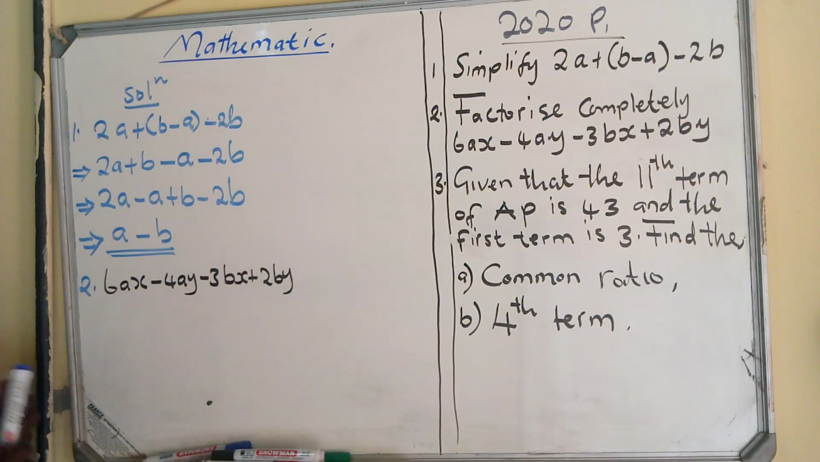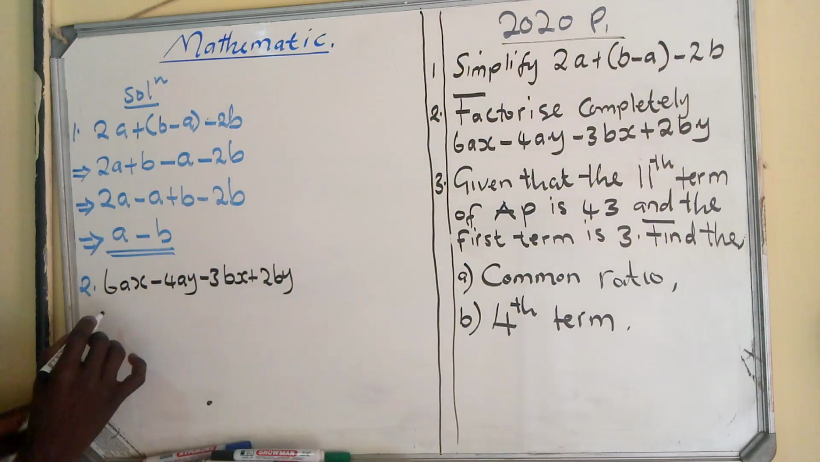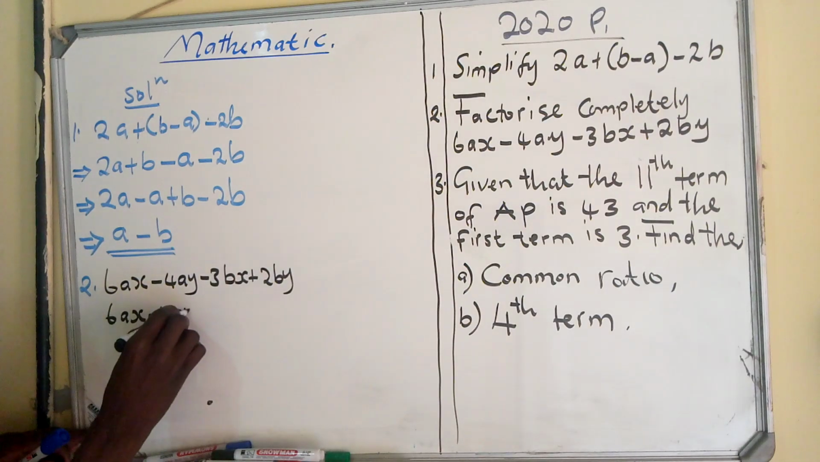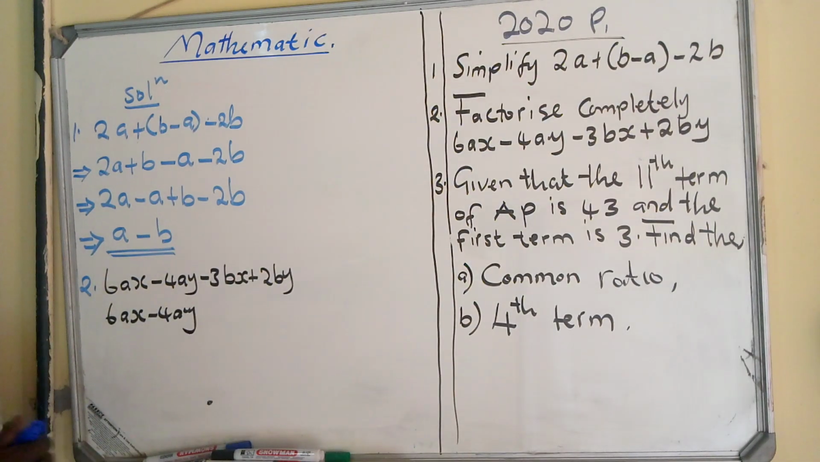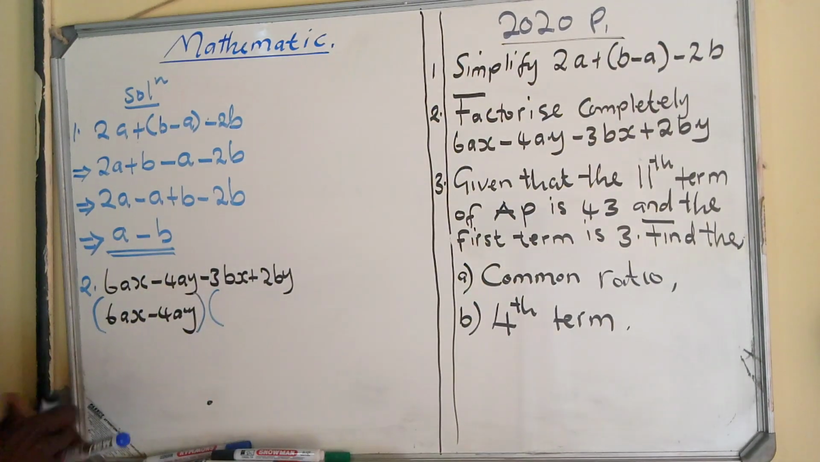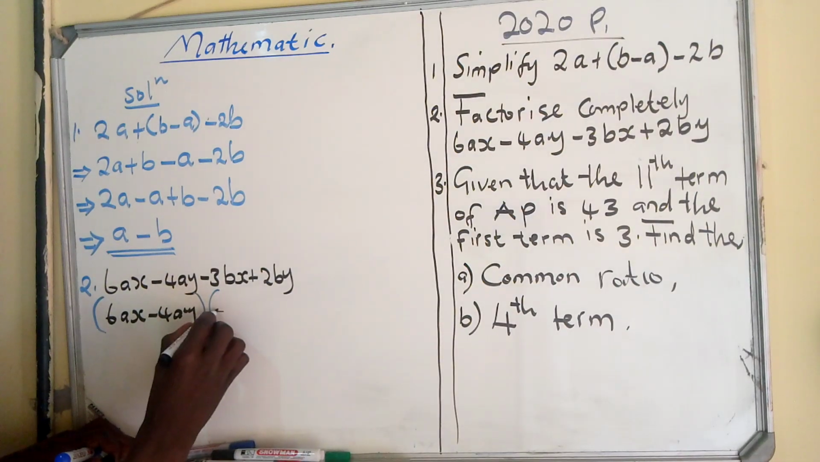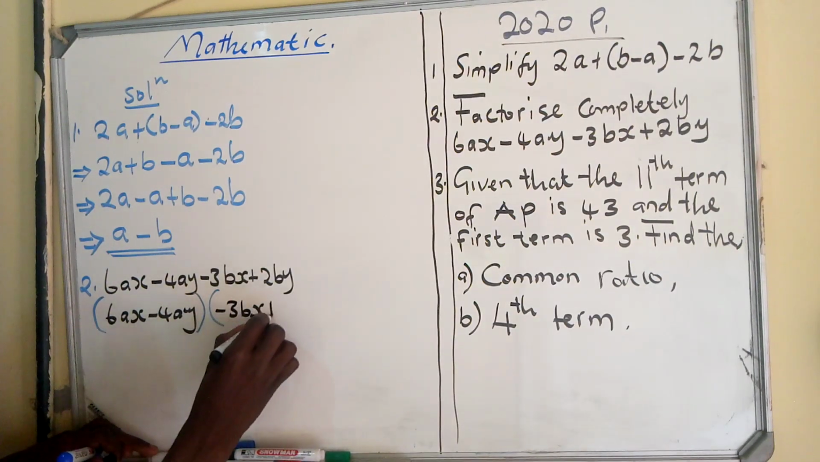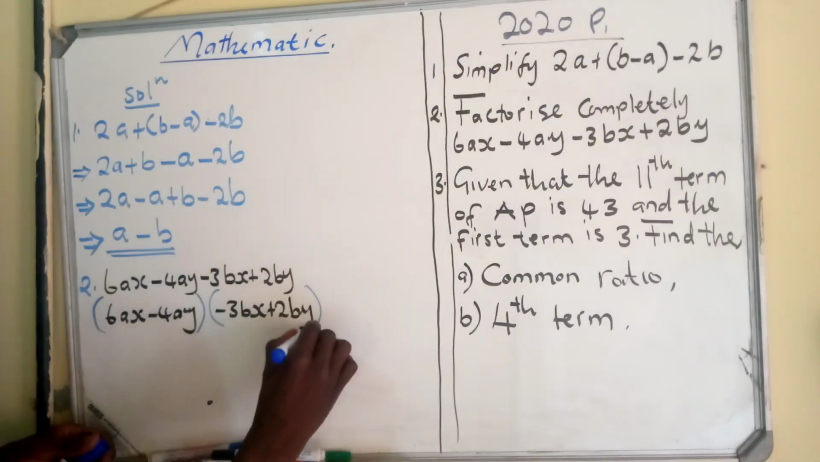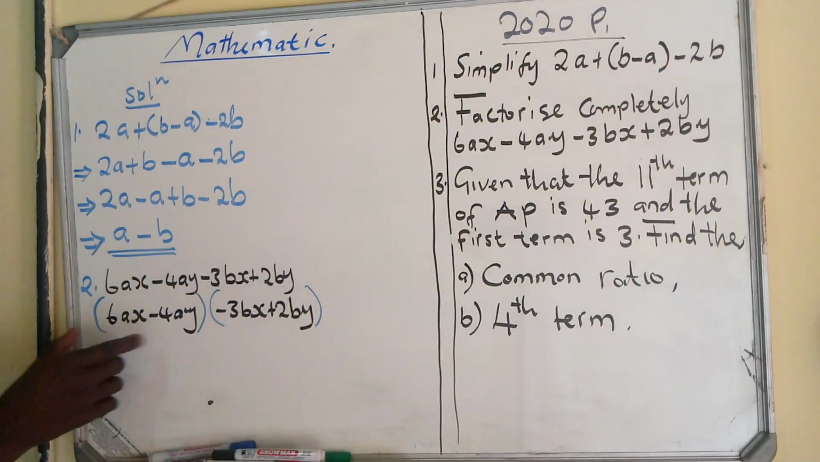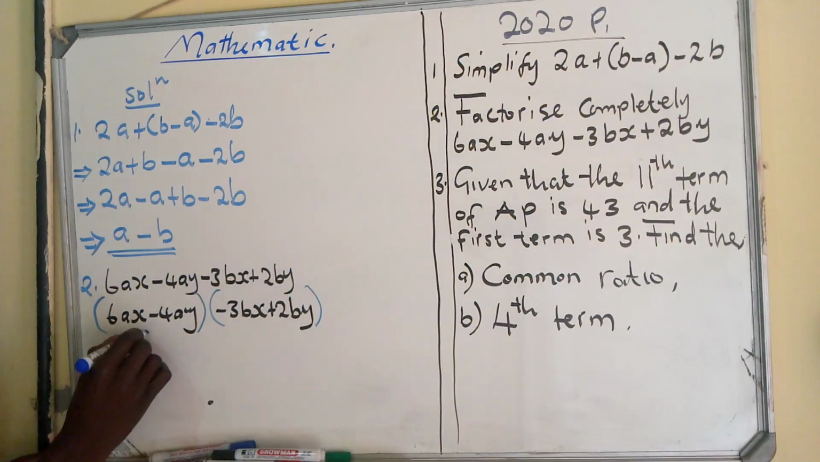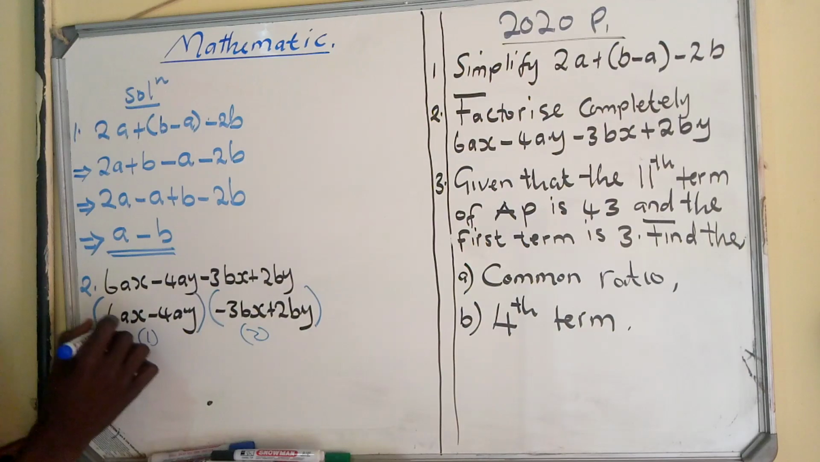So what you do is, you just put them in brackets, the way they are. It is 6ax minus 4ay. So I'm going to put this in brackets, like that. And then the remaining, which is negative 3bx plus 2by, I also put that one in brackets, like that. Okay, so what next? I've made 2 groups there. So I'm going to go with the first group.